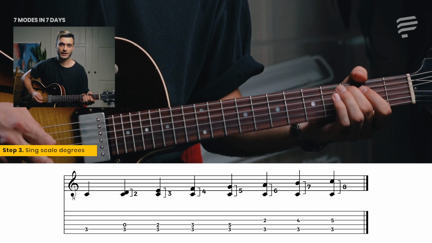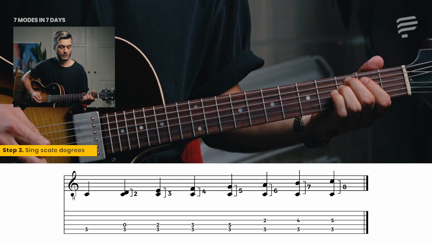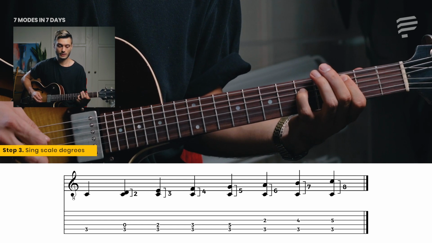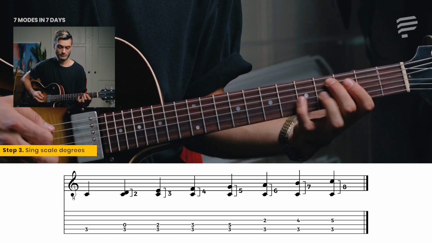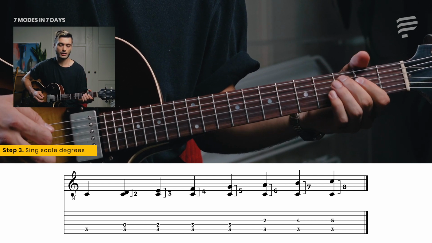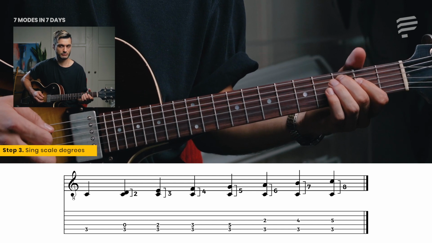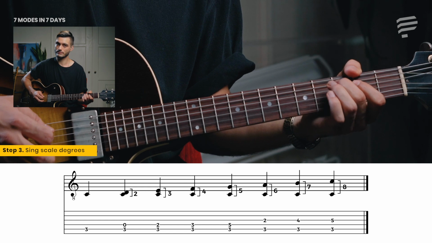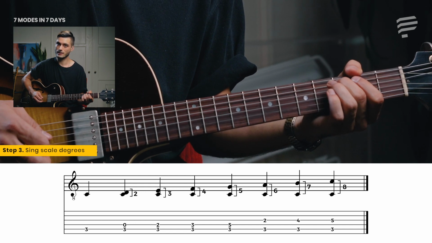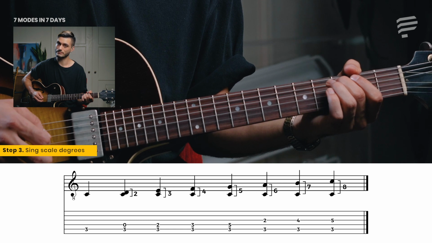Root, second, major third, perfect fourth, perfect fifth, major 6, major 7, root, and again, root, major second. And if you find that you're singing the wrong note, you can stop, major second, and just make sure you are singing the same note which you're playing.